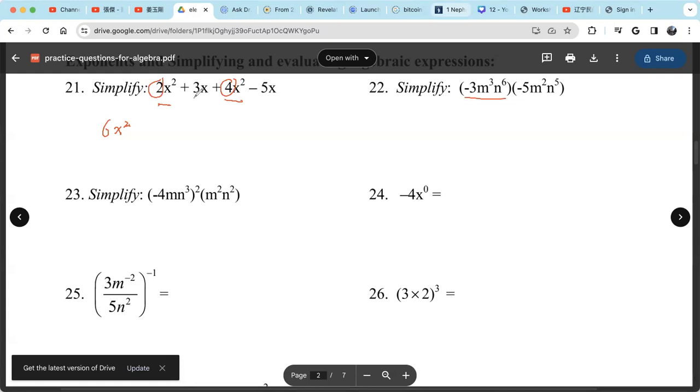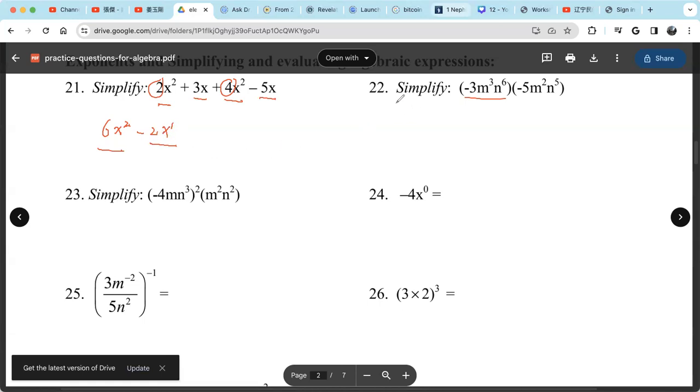Then we have linear terms, 3x and negative 5x, so those two are like terms. So what we do is 3 minus 5, which gives negative 2x. All right, so keep the variable and the exponents. So 21 simplified is still a quadratic expression. We have a quadratic term, second power, and a linear term, first power, because this x is x raised to 1. We just don't bother to write the x raised to 1.